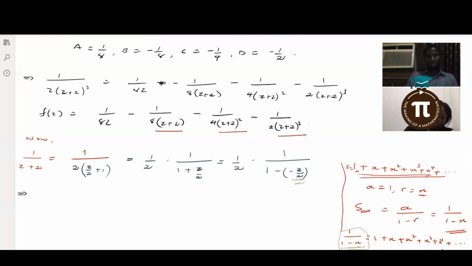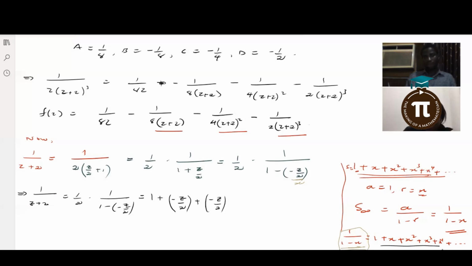So what does that mean? This means 1 over z plus 2 is equal to 1 over 2 multiplying 1 over 1 minus minus z over 2. So if I want to write it in series form according to this, this will become 1 plus x, but then my x is minus z over 2, plus minus z over 2 all squared, plus minus z over 2 raised to the power 3.